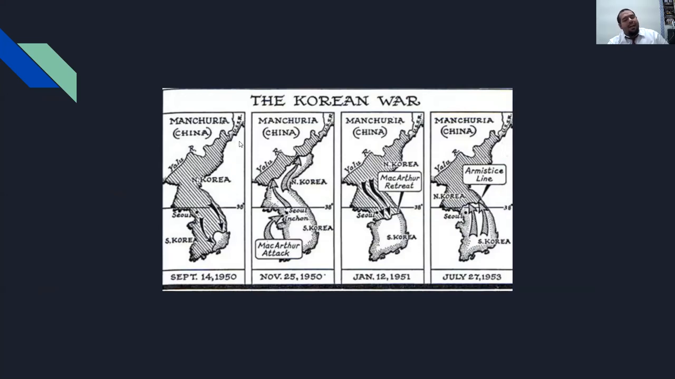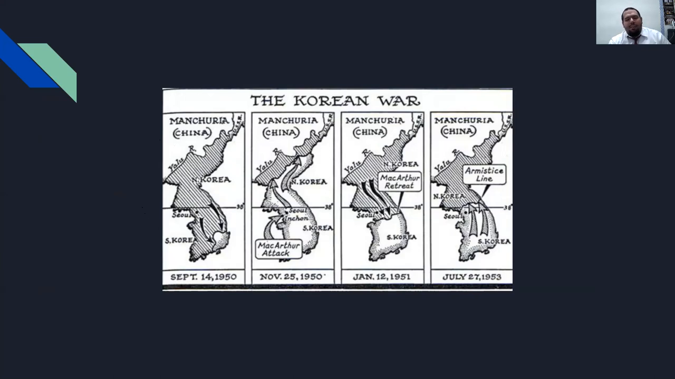So here you go. This is kind of a map of how the fighting went early on. The North Koreans overran to Pusan. MacArthur attacks at Incheon and moves his way north to the Yalu River. China and North Korea force them back, and then they force themselves back.